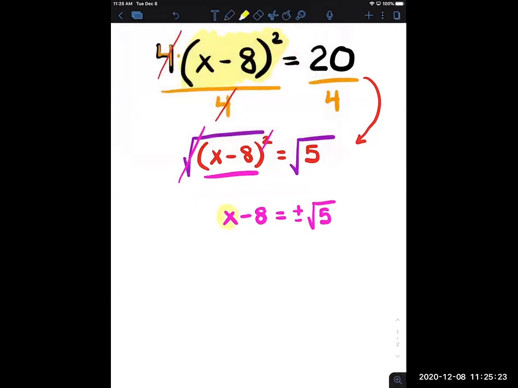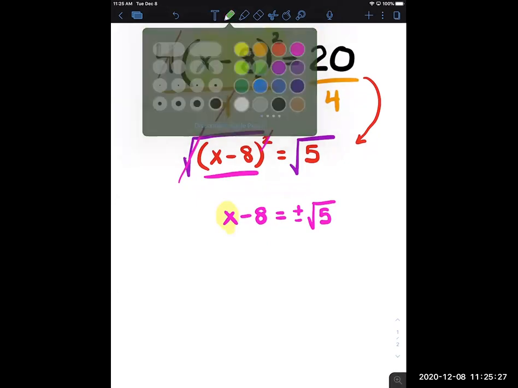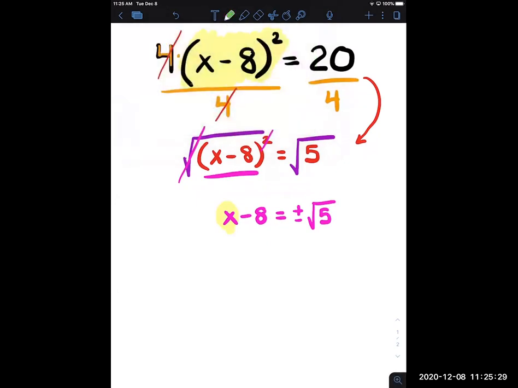My next step is to solve for x. X isn't by itself and we need it to be. So I'm going to do the opposite of subtracting 8, which is add 8 on both sides. So you get x equals, and this 8 comes first. It's going to be 8, then the plus or minus square root of 5.